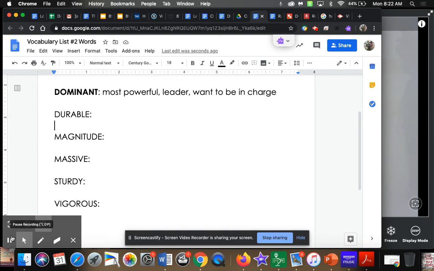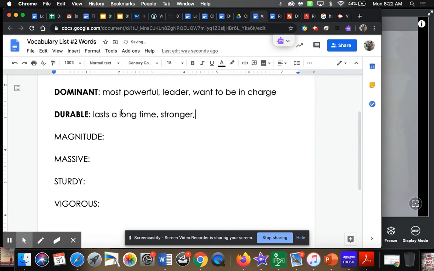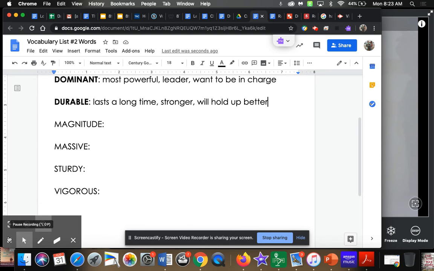Tristan? Stronger, it's going to hold up better. Yep. So we'll say durable, lasts a long time, stronger, will hold up better. You don't need all of that, but you can write all that down if you want. Okay, the very next one is magnitude.